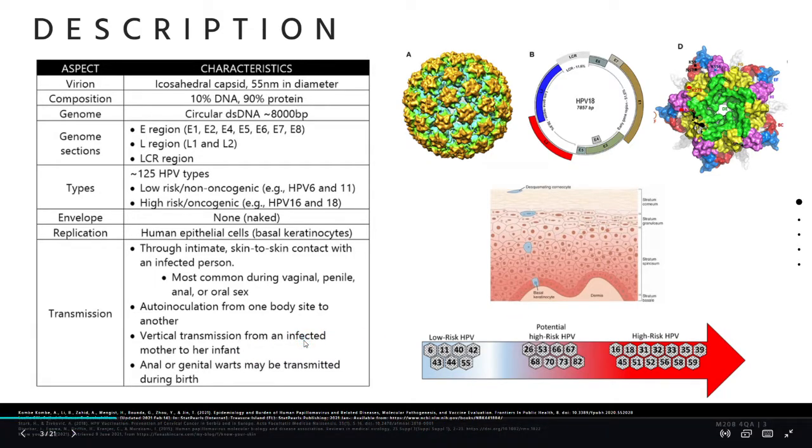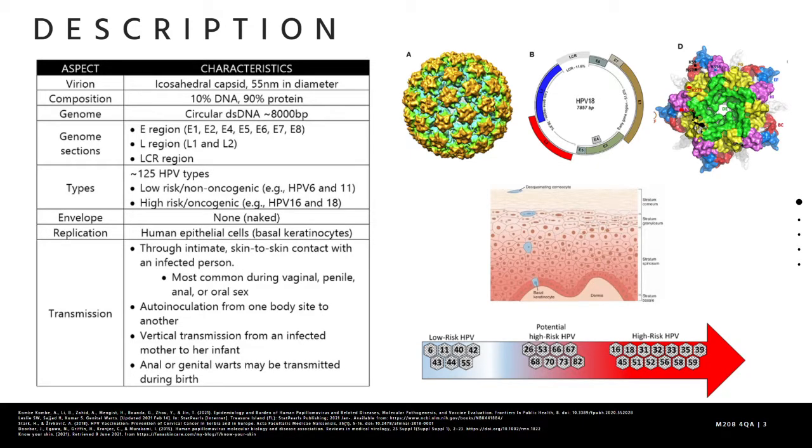HPV is transmitted through intimate skin-to-skin contact with an infected person, and transmission is most common during vaginal, penile, anal, or oral sex. Auto-inoculation from one body site, like the hands, to another can also occur. Sometimes vertical transmission from an infected mother to her infant can happen and can result in a condition called juvenile onset recurrent respiratory papillomatosis. And then finally, anal or genital warts may also be transmitted during birth.